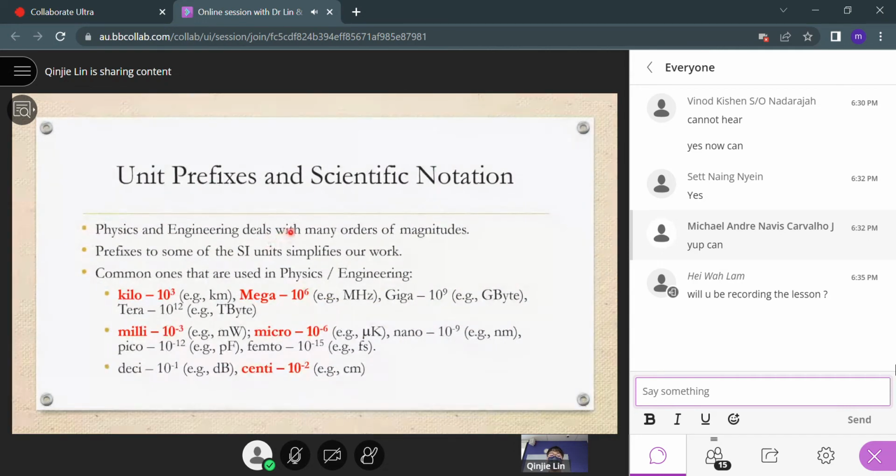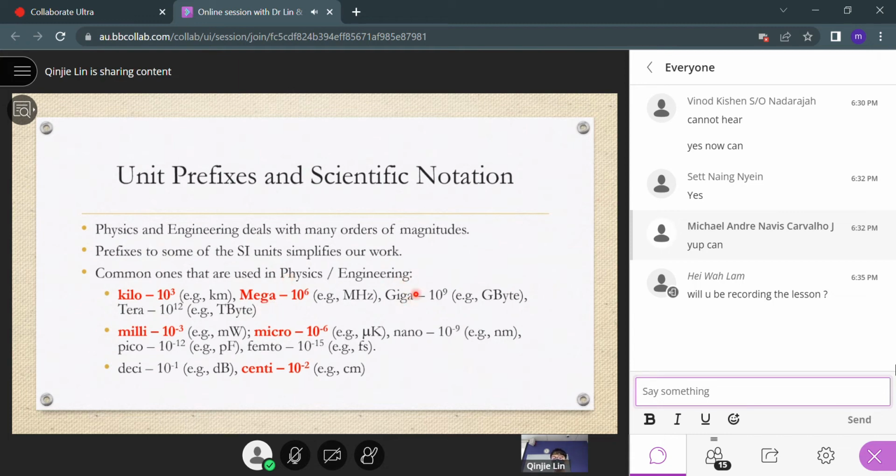Physics and engineering deal with many orders of magnitude, so we use prefixes to simplify our work. What are prefixes? These are the stuff in front of the unit that we see. When we say kilometers, this kilo is actually a prefix. When we say things like megahertz or megawatts, this is a prefix. When we say megawatts, we need to know this mega stands for 10 to the power of 6. If not, we'll be seeing too many numbers. That's why we use this kind of prefix to help us.